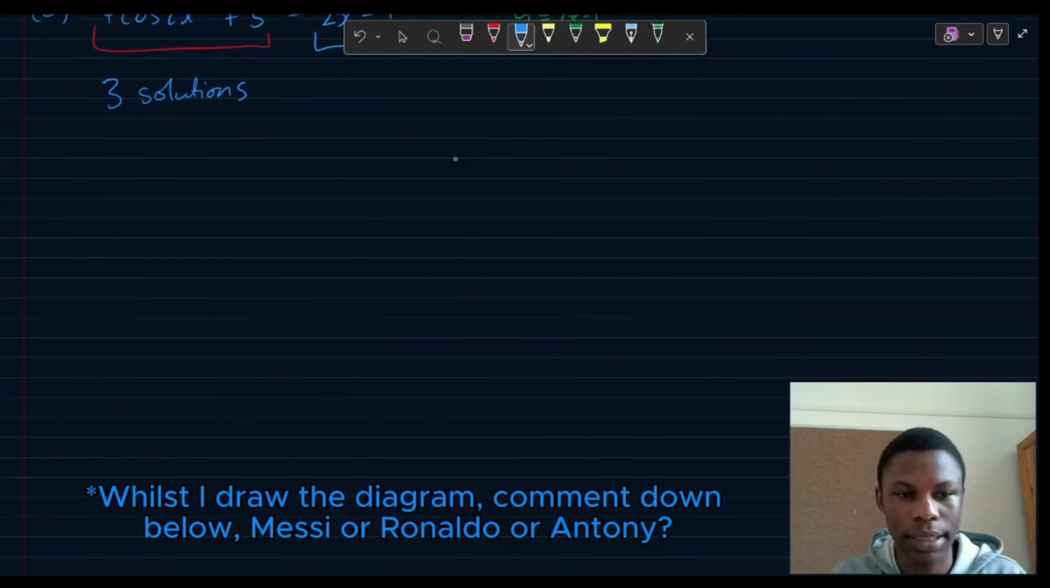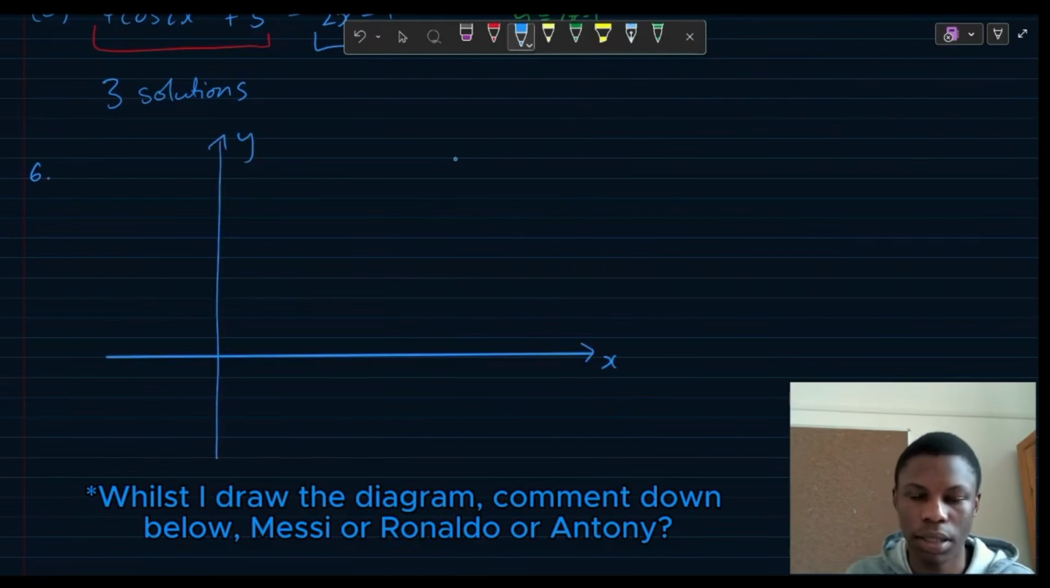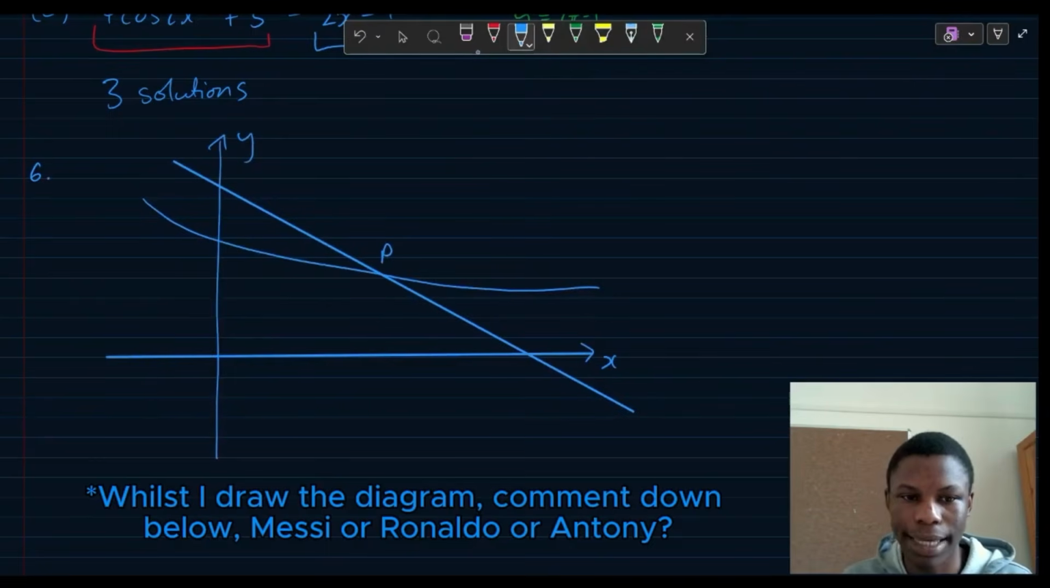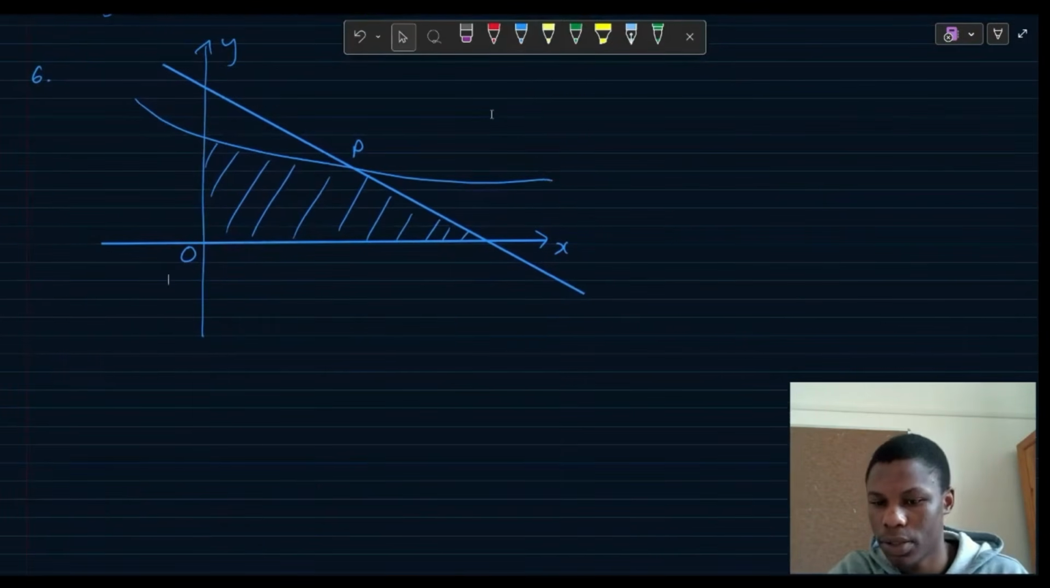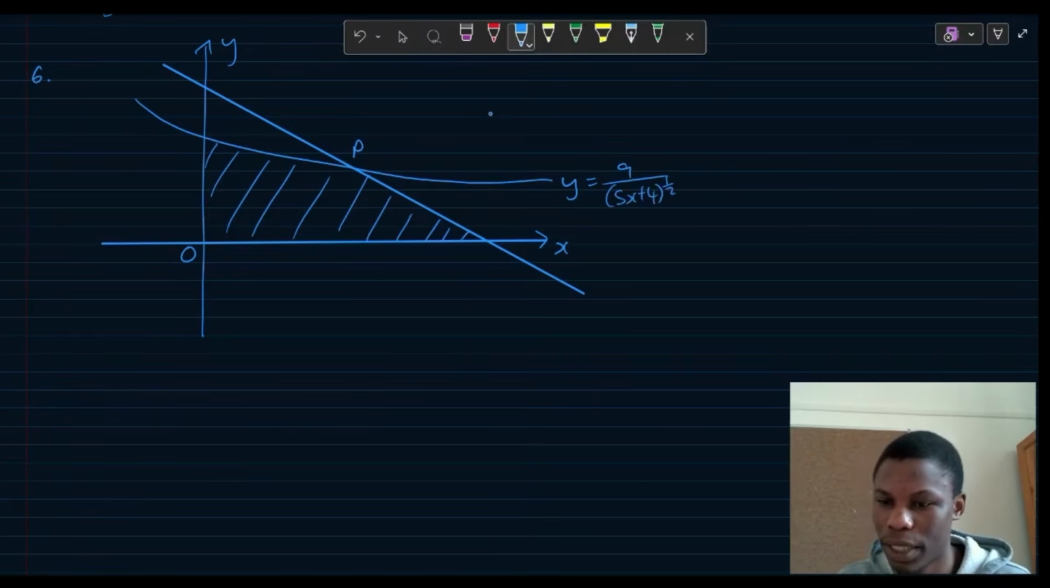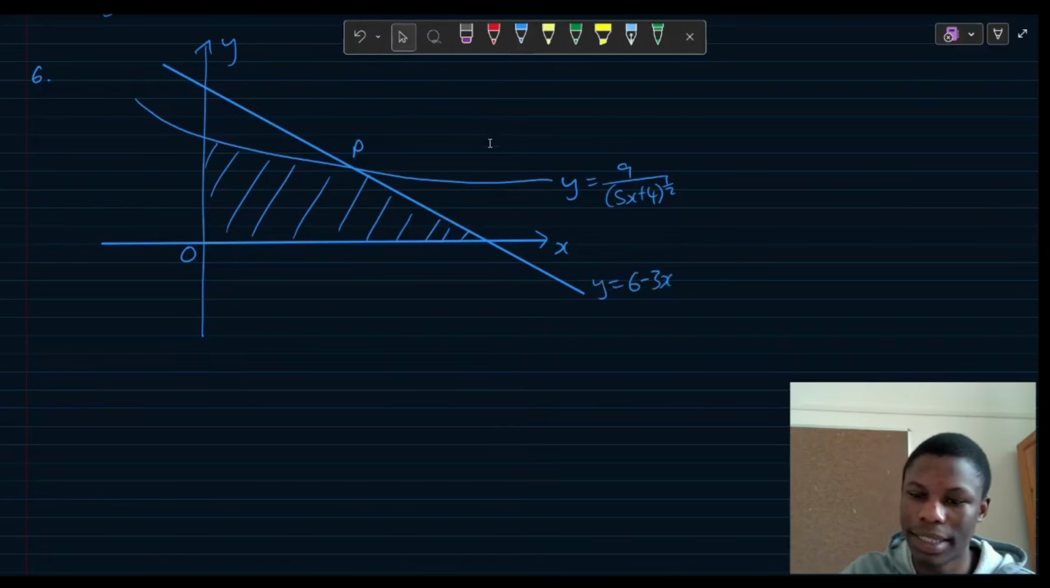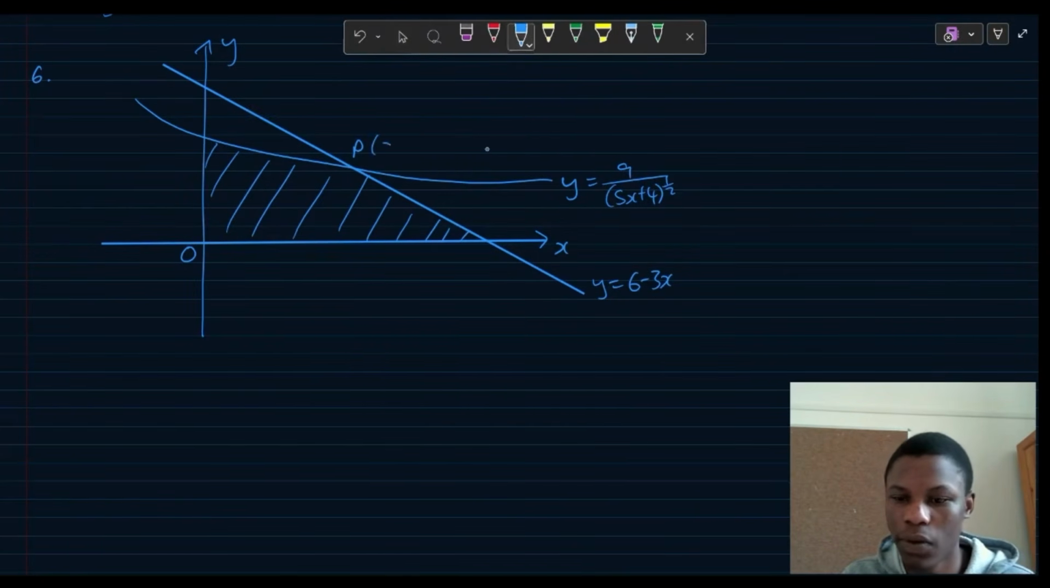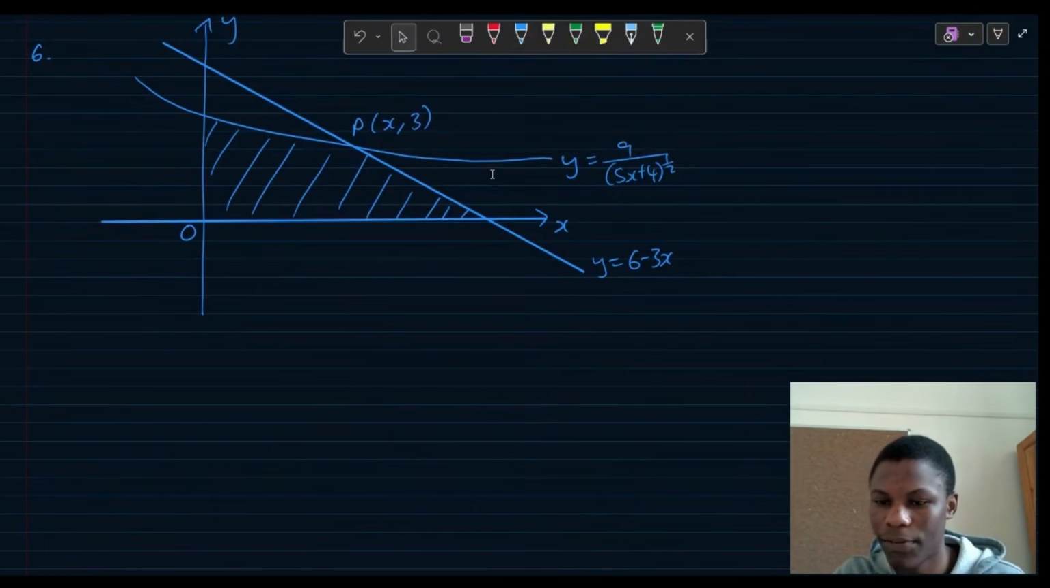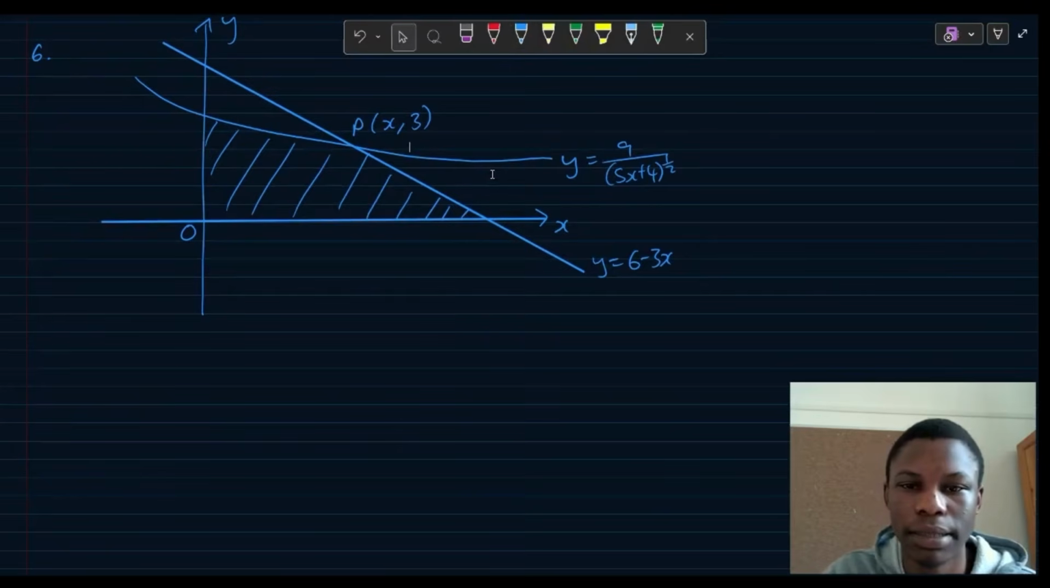Number 6. So the question reads, the diagram shows the curve with equation y is equal to 9 over (5x plus 4) to the half, and the line with the equation y is equal to 6 minus 3x. The line and the curve intersect at the point P, which has y coordinate 3. We don't know what x is, but we know y is 3. Find the area of the shaded region.